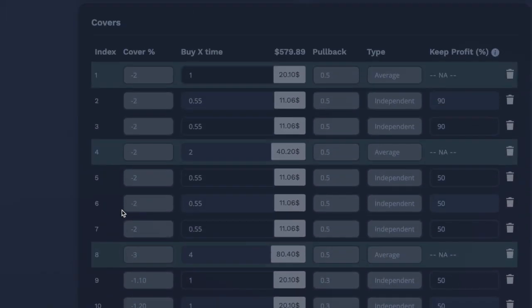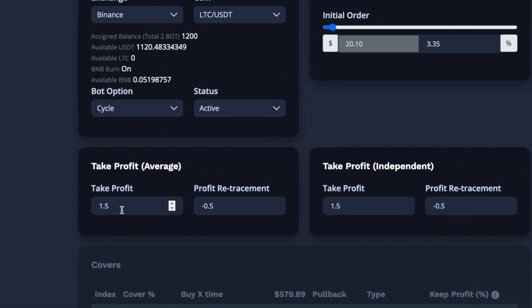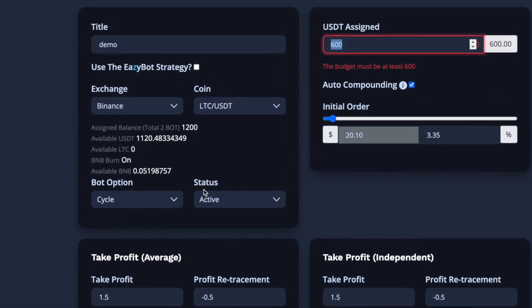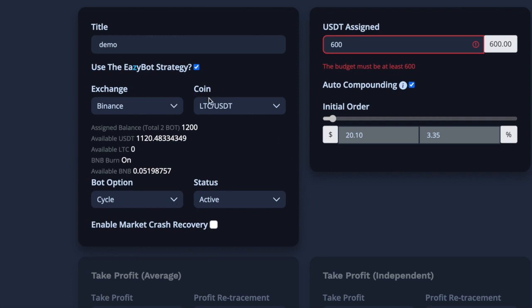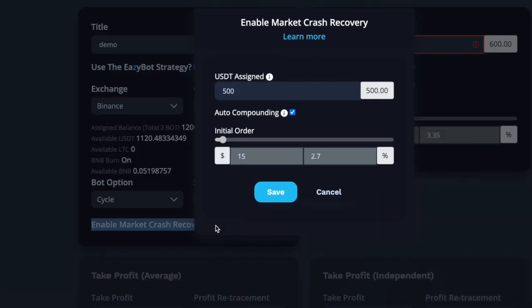And so coming back, what have they done new? Because this video is about what's new to EazyBot's trading strategy. So I'm going to put that tick back in the box there, and we get this come up here, you see. If you put a tick in that box when you're creating your bot, they've got what this is: enable market crash recovery.